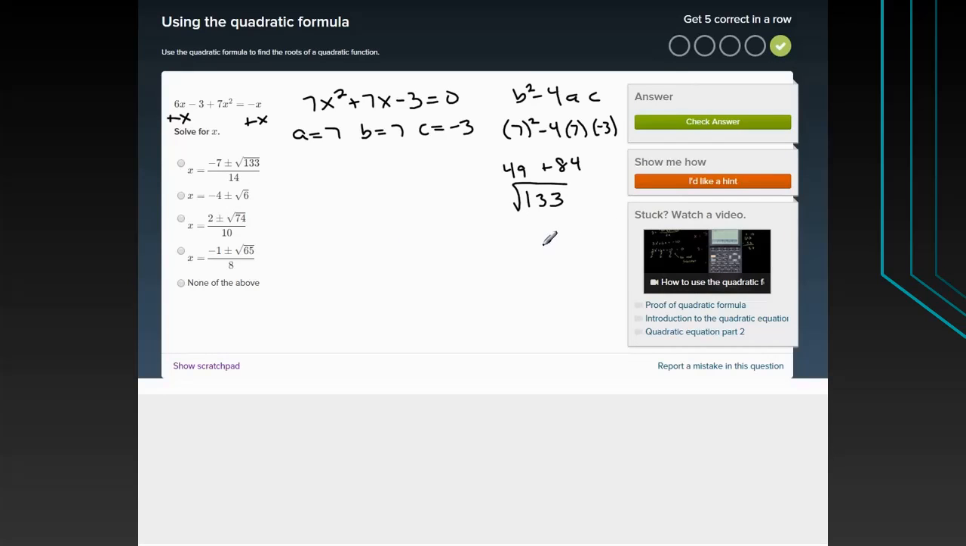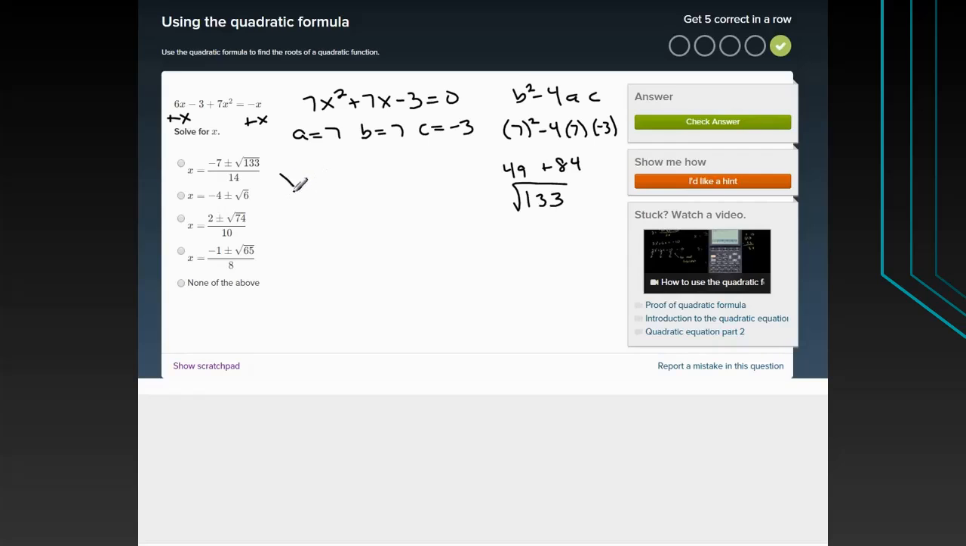Now, I can't think of anything off the top of my head that goes into the square root of 133. So I'm going to leave the square root of 133 there at that point, because I see it as one of my possible answers here, so let's look at the rest of the problem and see if that actually comes out to be the answer.